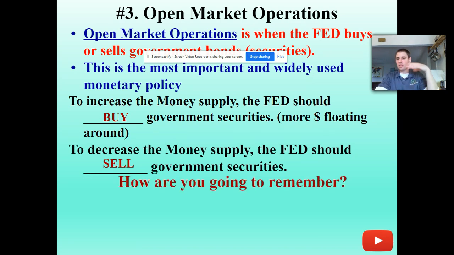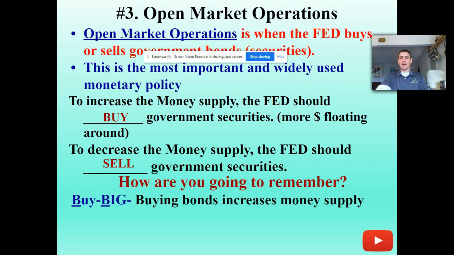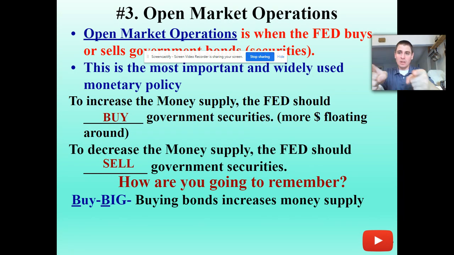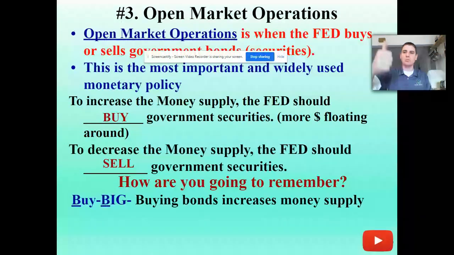So here's just another Bradyism to help you remember. If you want the money supply to increase, you're going to buy bonds. I say buy big. Get the money supply to increase, getting aggregate demand to increase. We want our economy to get bigger, to stimulate. We should buy bonds. That is to say, the Federal Reserve is buying those certificates and giving banks more money. What are they going to do with that money? Loan it out. That causes the money supply to increase. That causes interest rates to decrease, which causes investment to increase, which causes aggregate demand to shift to the right.